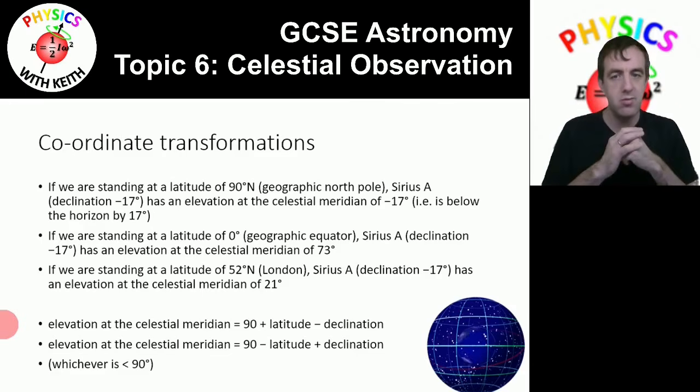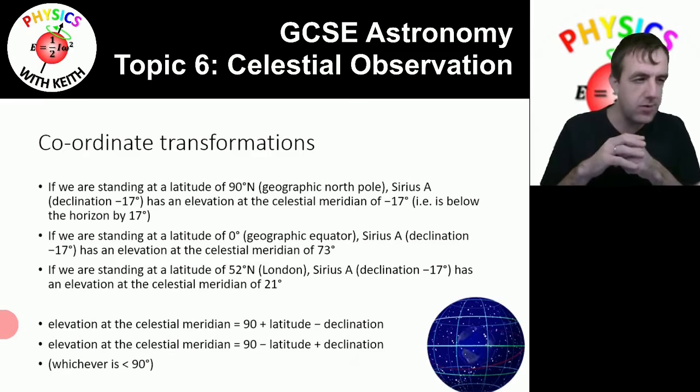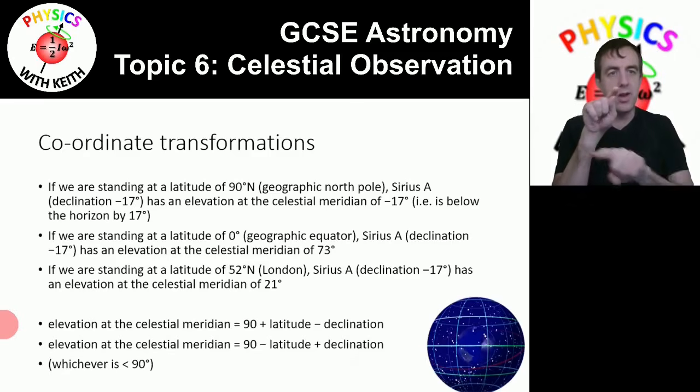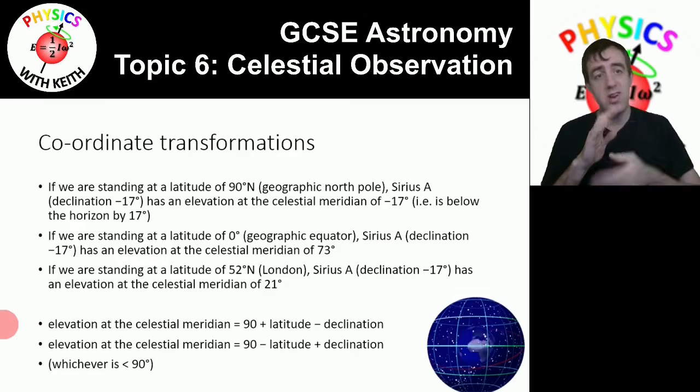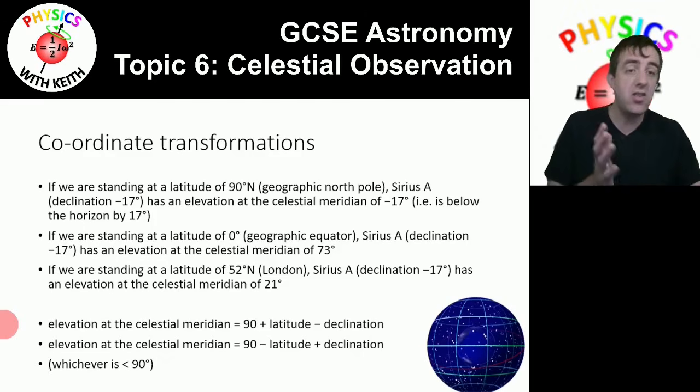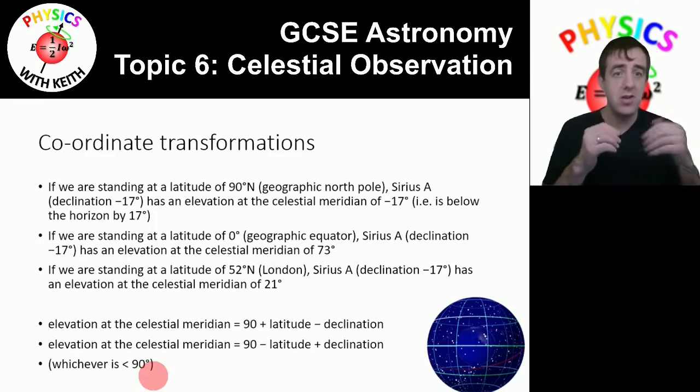And the reason why you've got 2 here is because the body in 24 hours, well, 23 hours and 56 minutes, is going to complete 1 circle. So it's going to cross through your celestial meridian twice. The highest one is whichever one is less than 90 degrees. If it's more than 90 degrees, it's gone too far the other way, you wouldn't see it.